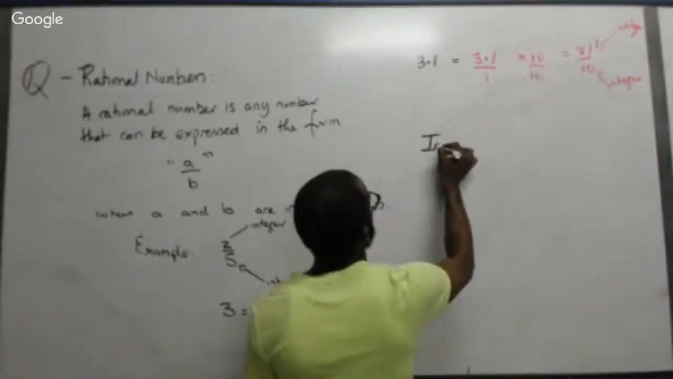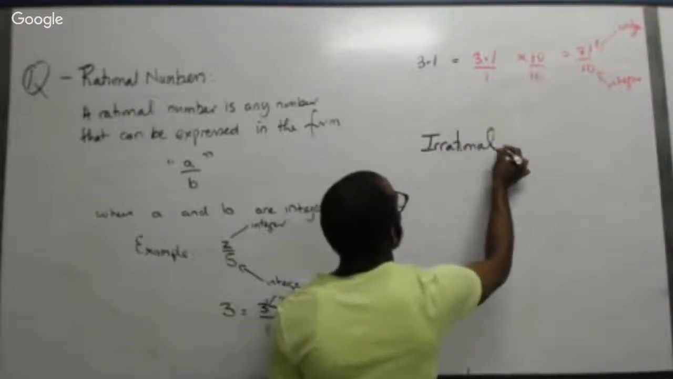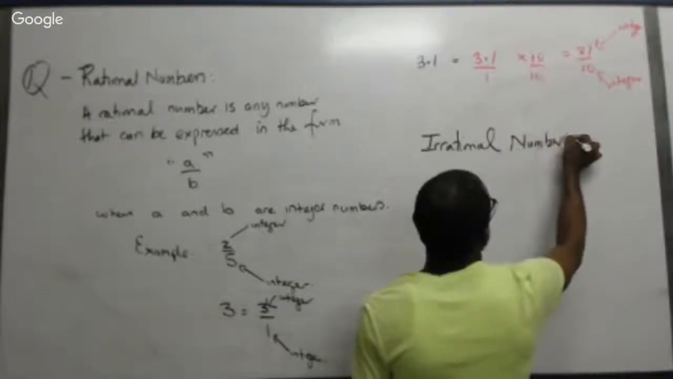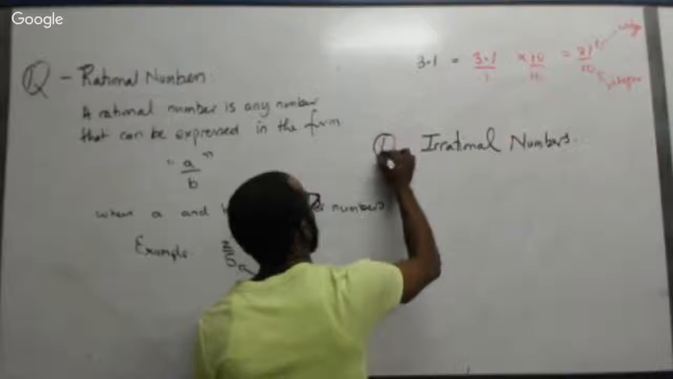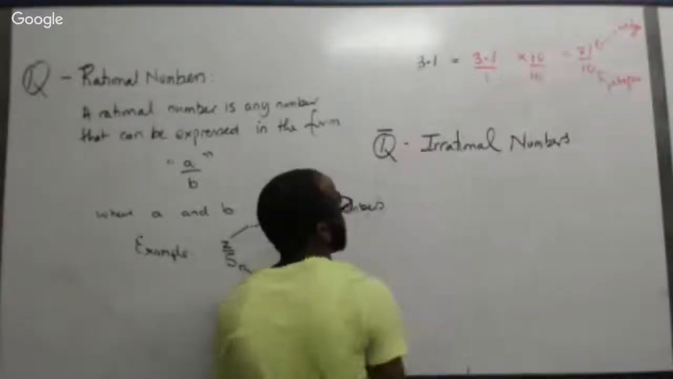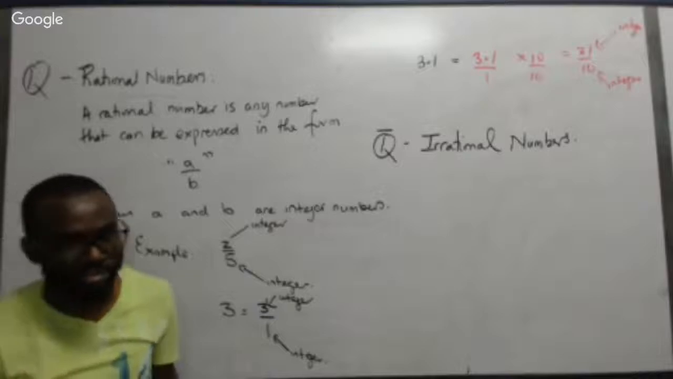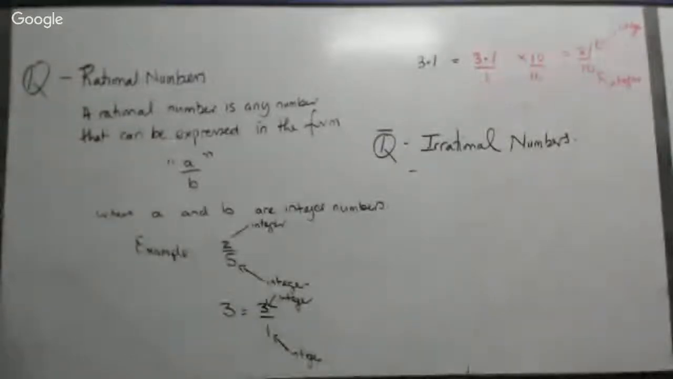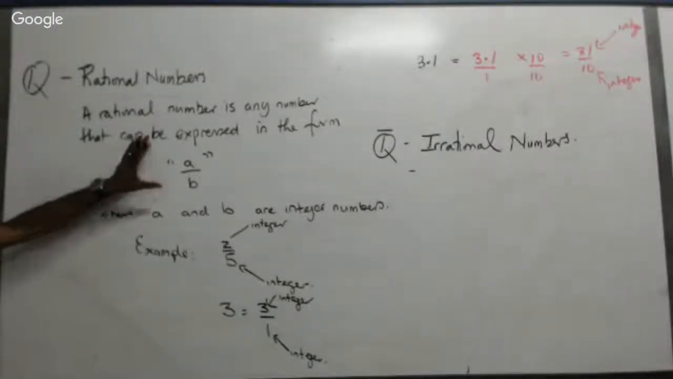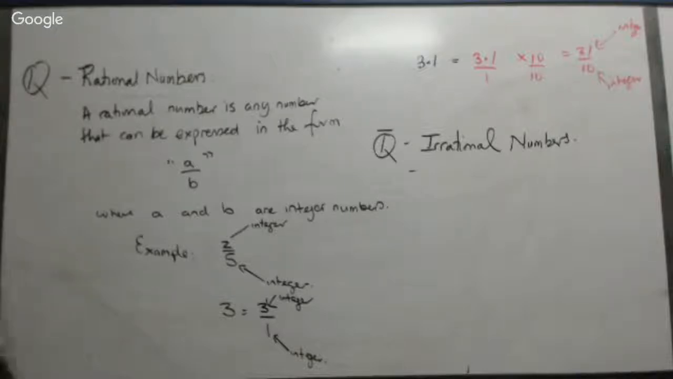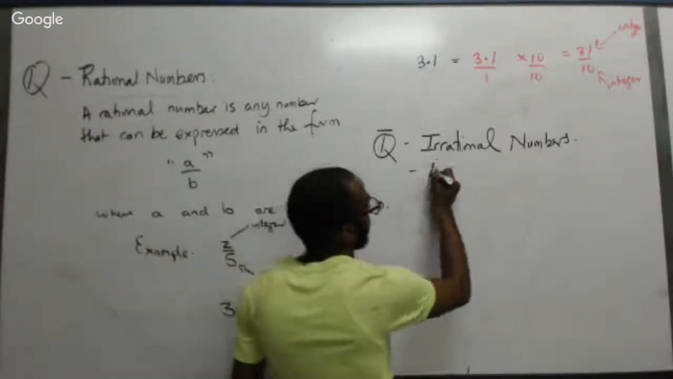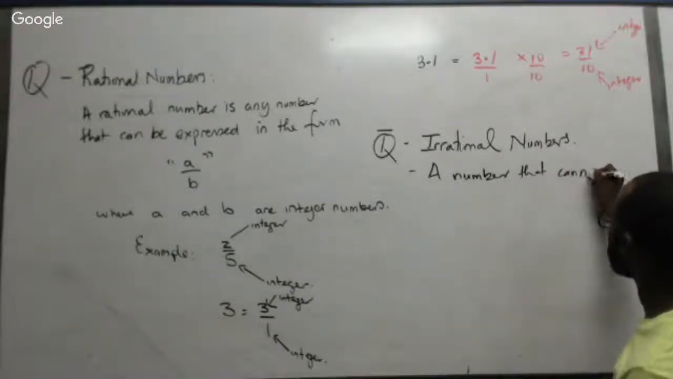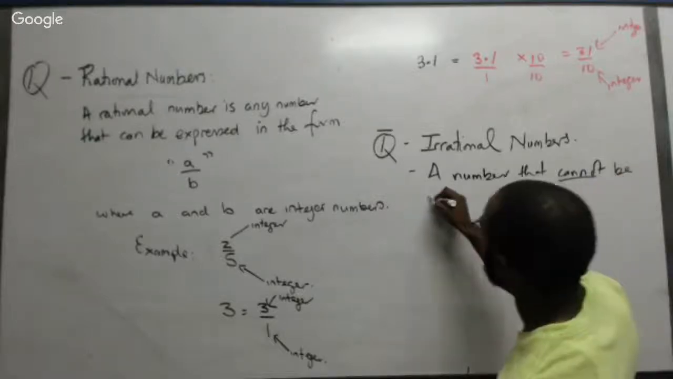Before I get there, let's just define what an irrational number is before I start giving you examples of irrational numbers. Irrational numbers are represented by Q bar. Not rational. So if a rational number can always be written in the form A upon B, what's an irrational number? A number that cannot be expressed.